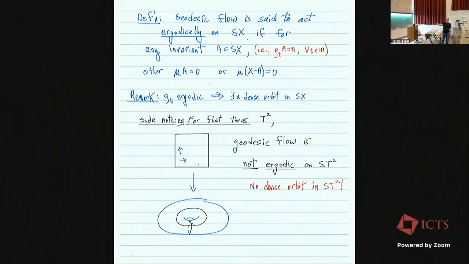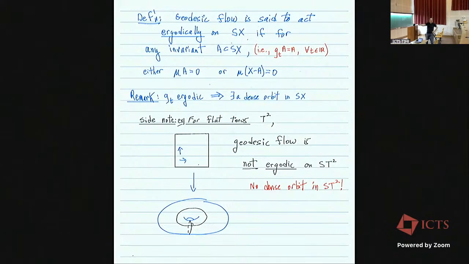A good gut check is that the geodesic flow being ergodic implies that there's a dense orbit in the unit tangent bundle, right? If there wasn't a dense orbit, then there's going to be a patch that the orbit of the geodesic flow misses, and then you can use that patch to construct an invariant set that has positive measure. So you always have this, and in fact this is an equivalence when X is closed, compact. I don't think it's an equivalence when the surface is infinite type, but I'm not sure about that.